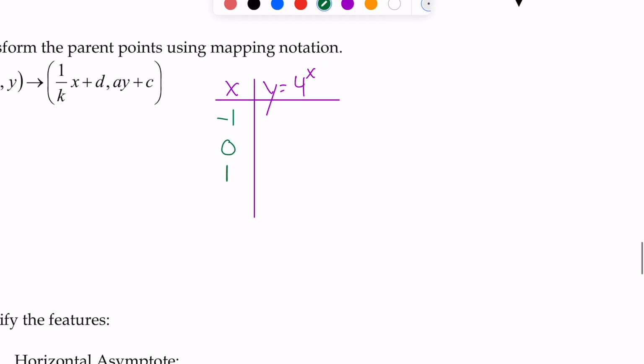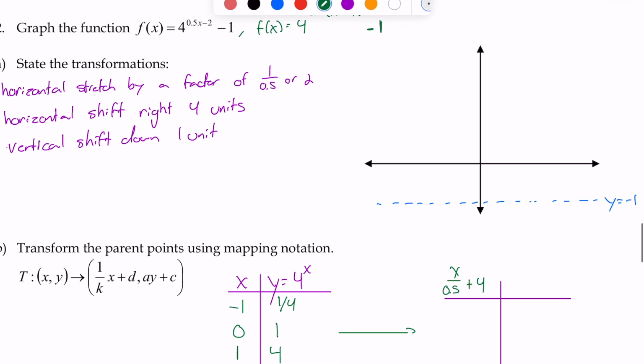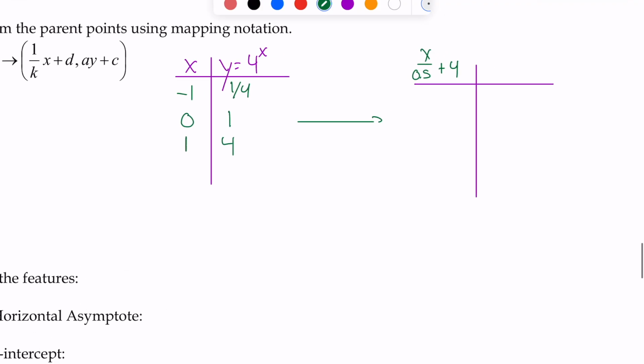All right, let's get the y coordinates. When x is -1, y is 1/4. When you're at 0, you are at 1. And when you have an x coordinate of 1, you are at 4. So let's transform those points. All of our x coordinates are going to be divided by the k value of 0.5. And then because we're moving to the right, we're going to be adding 4. And then for your y, we didn't have an a, but we had a c, so all your y coordinates are going to be subtracted by 1.